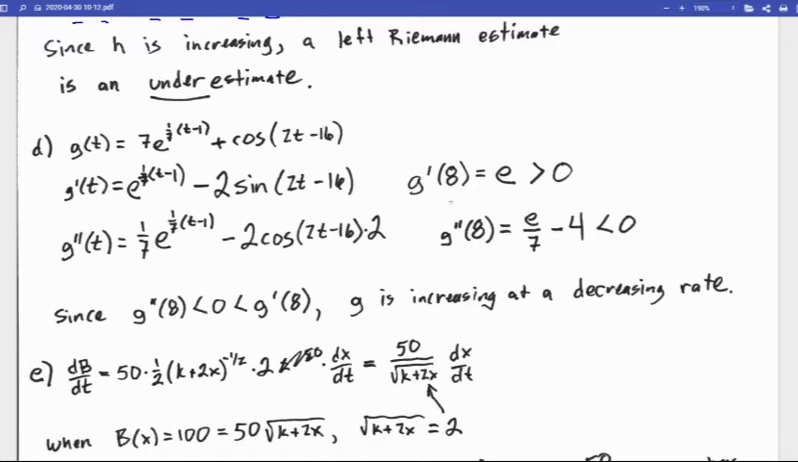For the first one, it was just e to the 1 minus 0, and so that's just e, which is bigger than 0. And the second one was 1/7 of e minus 4. And as we've talked about in class, as long as you know that e is 2 point something, you're okay. 2 point something divided by 7 is less than 4. And so when I subtract 4, I get a negative value. And since the second derivative is negative, the first derivative is positive, it is increasing, but at a decreasing rate.